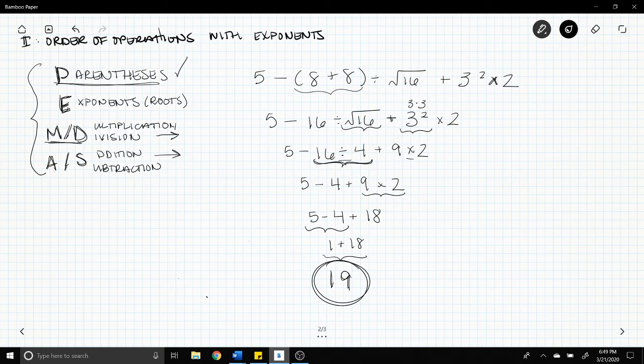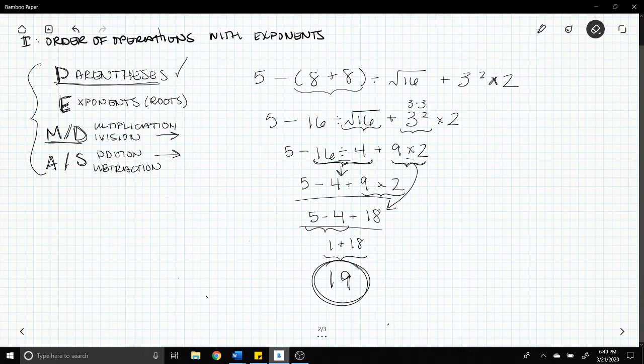So if you're also looking in your book, they sort of combined that multiplication and division step into one step because these problems are separated. So they did this one and this one in one step instead of writing it out twice. But do whatever works for you to get the correct answer. Okay? All right, that was the second part, order of operations with exponents.